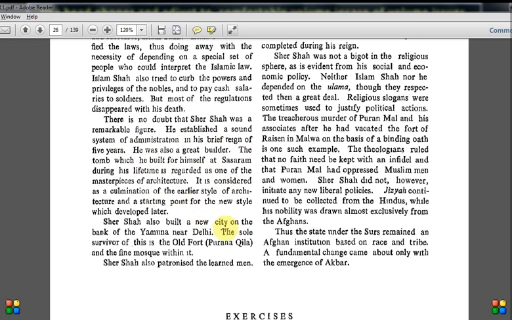Sher Shah also built a new city on the bank of the Yamuna near Delhi. The sole survivor of this is the old fort, Purana Qila. So Dinpanah was related to Humayun and Purana Qila is related to Sher Shah. Sher Shah also patronized learned men.